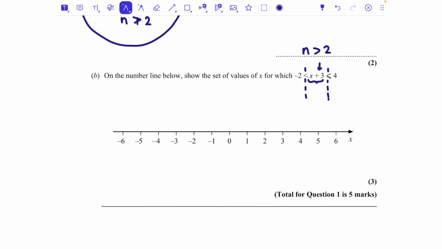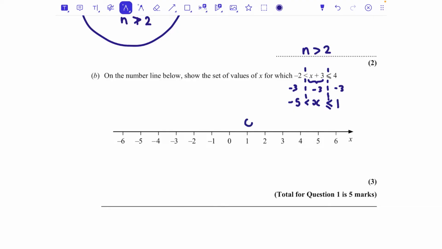So rather than adding 3 to a number, let's just get the number. If when I add 3, it needs to be bigger than minus 2 and less than or equal to 4, then what I want to do is take 3 away to find out what that x needs to be between. So if I take 3 away, I just get x needs to be bigger than. Now if we're taking 3 away from minus 2, that's minus 5. And if we're taking 3 away from 4, that's 1. The symbols stay the same. So we now know that x needs to be bigger than minus 5, but smaller than or equal to 1.